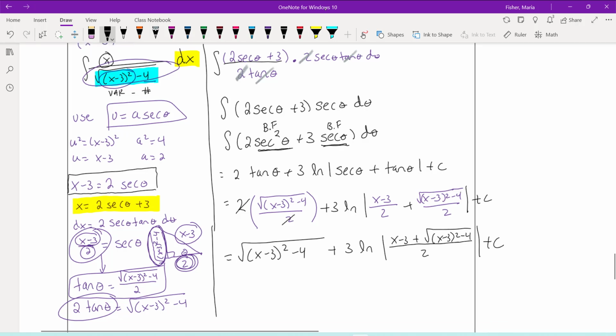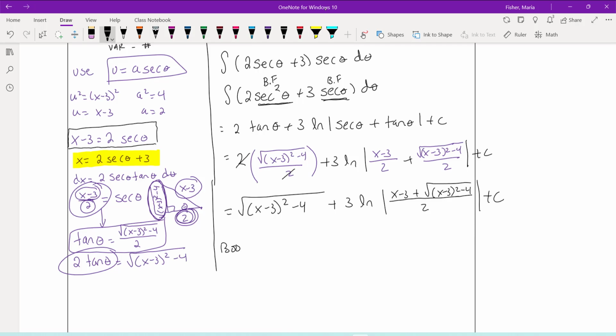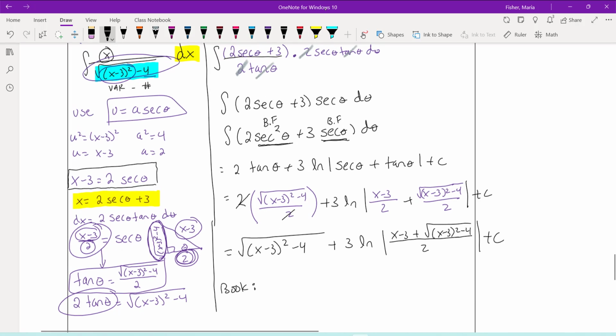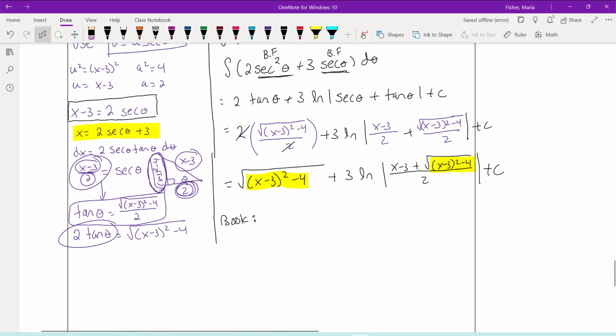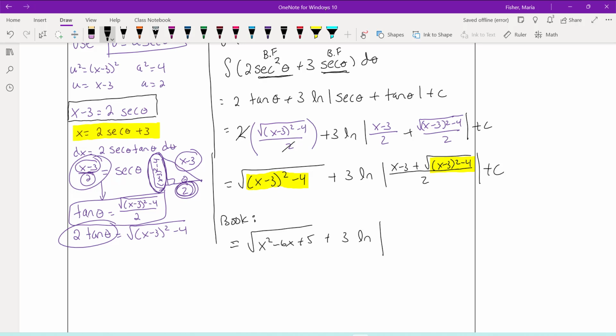Now you can leave your answer like that, but I just want to let you know that the book will go back to the original trinomial. So instead of writing this square root of x minus 3 squared minus 4, it's going to go back to the one that we had originally, and that one is this guy right here, x squared minus 6x plus 5. So you're going to see the book answer this as the square root of x squared minus 6x plus 5 plus 3 natural log of the absolute value of x minus 3 plus the square root of x squared minus 6x plus 5 all over 2 plus c. That's it for trigonometric substitutions.